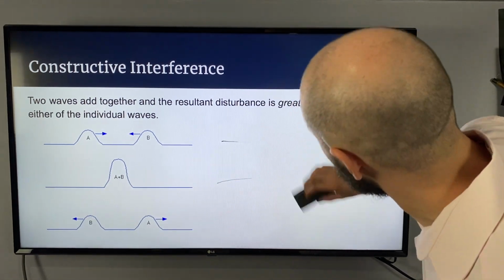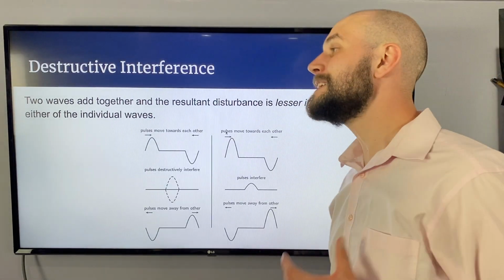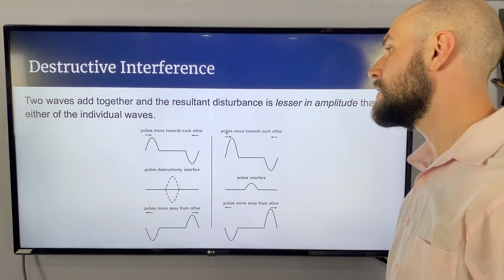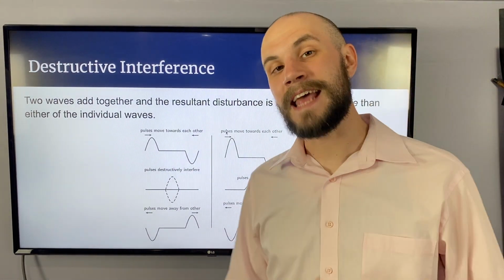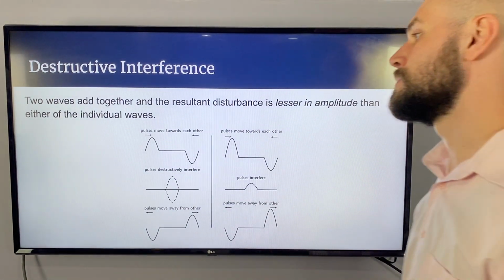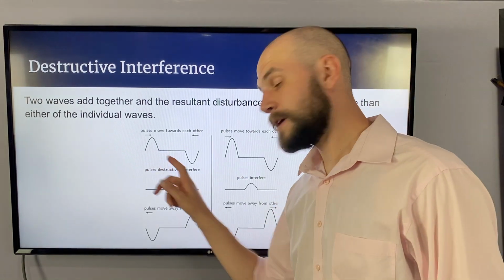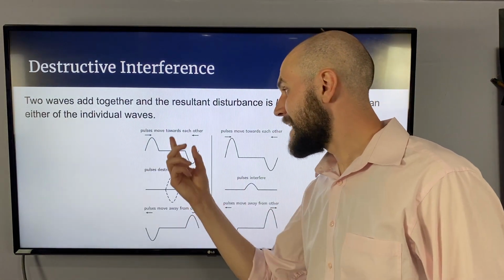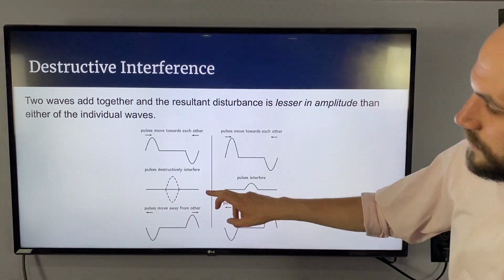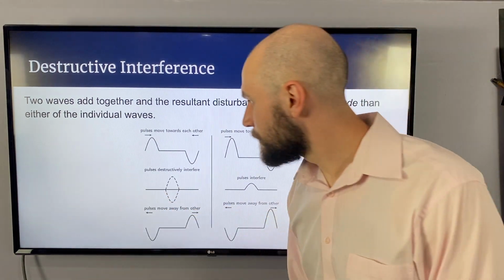Now, you might have guessed it, there's also destructive interference. When we have destructive interference, the two waves add together and the resultant disturbance is lesser in amplitude than either of the individual disturbances. So here's two examples. We have a crest moving in, we have a trough moving in. When they occupy the same space, the dotted lines are what the pulses would look like, but we actually end up with just a straight line.